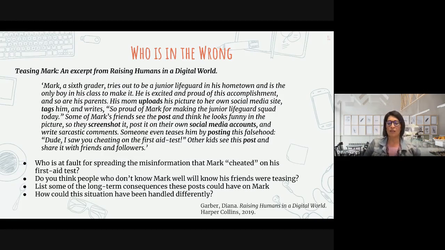So I got this from a book called Raising Humans in a Digital World. It has a couple of scenarios like this that I think are interesting and really make you think about it. It's almost like the unintentional, right? We share something and it's hurtful to somebody else, but it wasn't intended to be. And I think that's what we want to talk about with our students: what we share on the internet, comments that we make on the internet. Although it may not have been ill-intended, it does harm at least one person, and we don't want that.